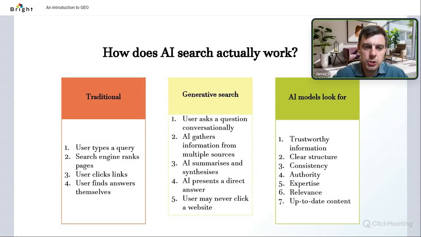Whereas with generative search, typically it's a single question being asked, definitely initially. It's very conversational. AI is gathering information from multiple sources to answer that question. It will then summarize that information and remove bits it deems to not be relevant, and it presents a direct answer to that question. The user at that point may click through, or they may go to the website separately, but there's also a significant chance that the user will never click through to our website.